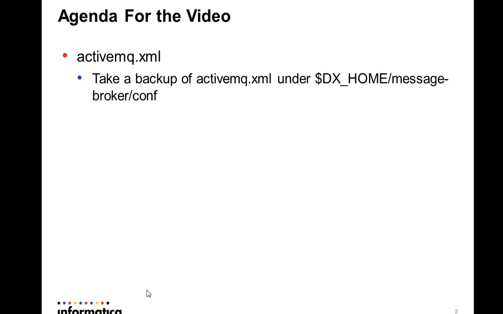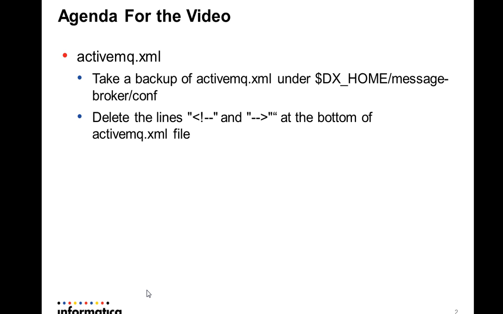The agenda for the video is, first we are going to talk about the activemq.xml file. We are going to change this file, so before we do something here, it's very important that you take a backup. The file is available under the DX home message broker conf directory.